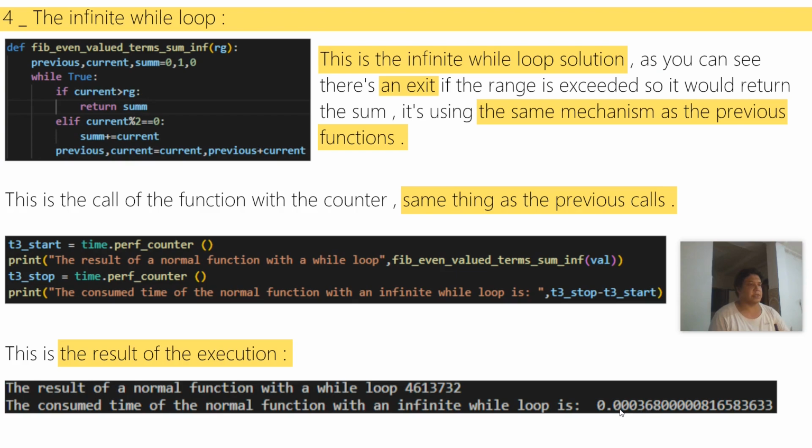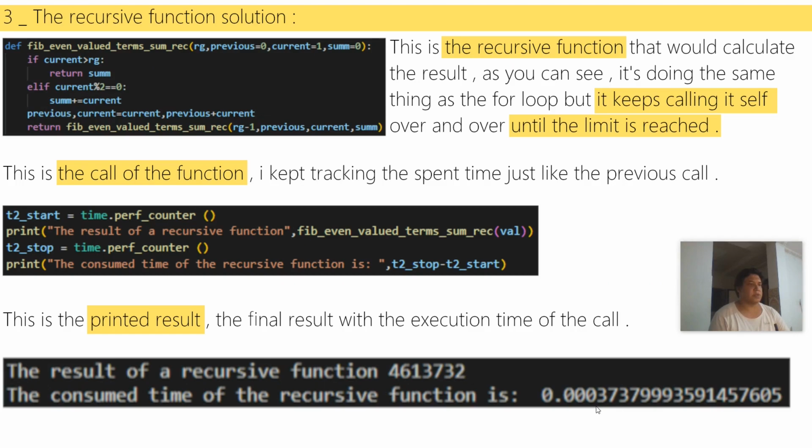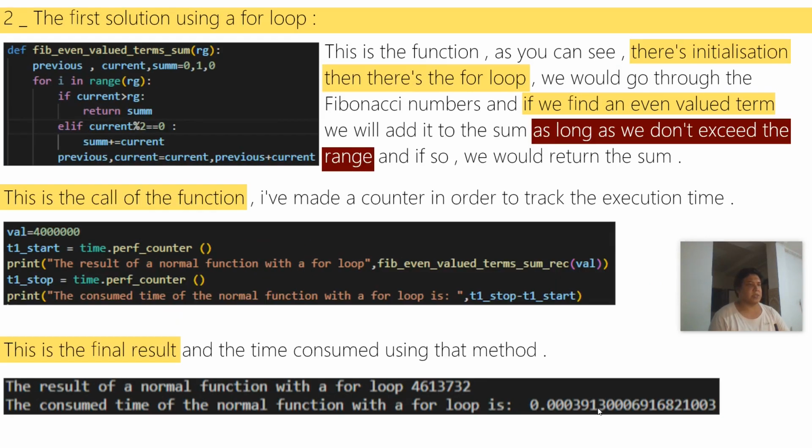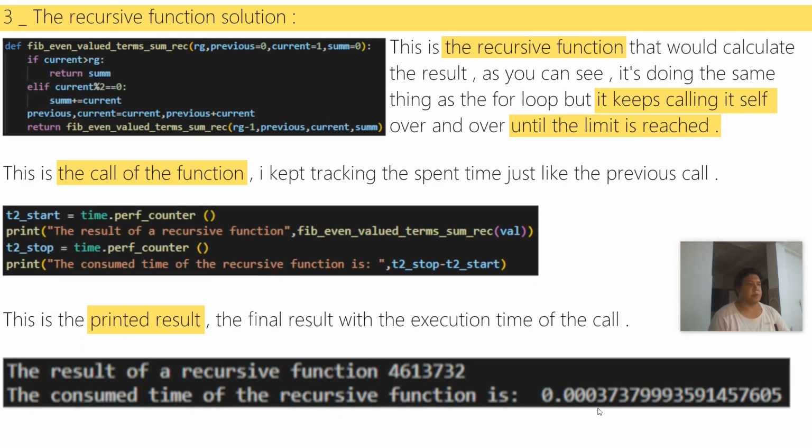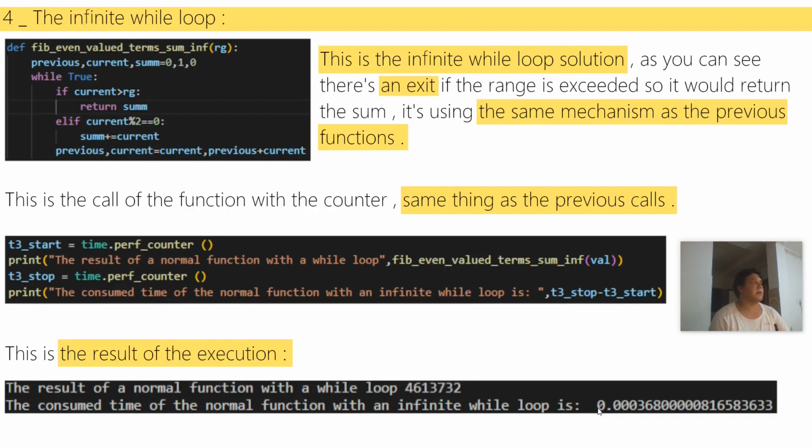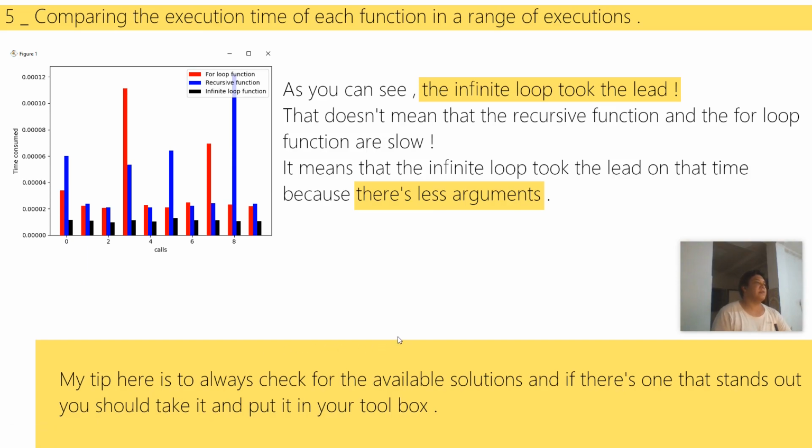This one over here is 0.00036. This one over here is 0.00037, and this one 0.00039. So we don't know which one is better, because there is not too much difference between them. And now let's see if there is a difference between them. So I've made the test, okay? Here is the test. I've called those three functions 10 times in order to track them and to see which one would perform better, okay?